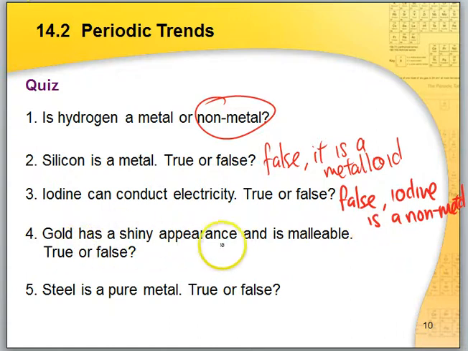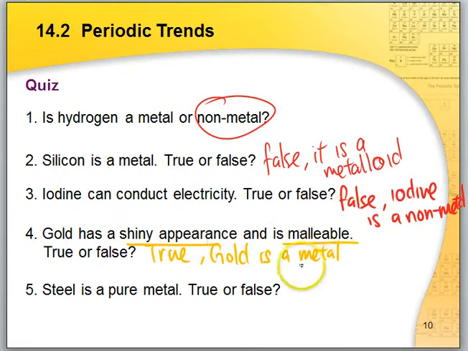Next one. Gold has a shiny appearance and is malleable. True or false? What do you think? Now, this answer is true. It's because gold is a metal. These two are properties of a metal. We'll go into it later on, but just take note. Metals have a shiny appearance and are malleable. Malleable means can be hammered into sheets, like aluminium sheets, aluminium foil.